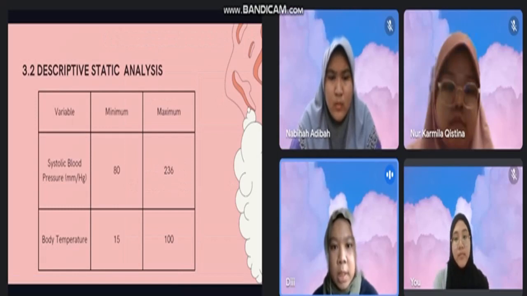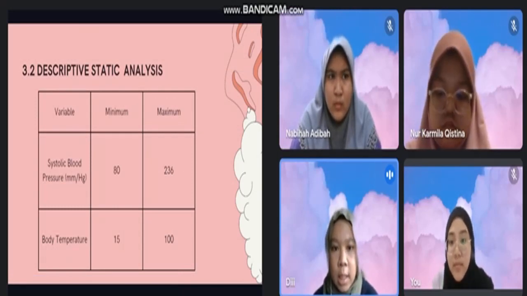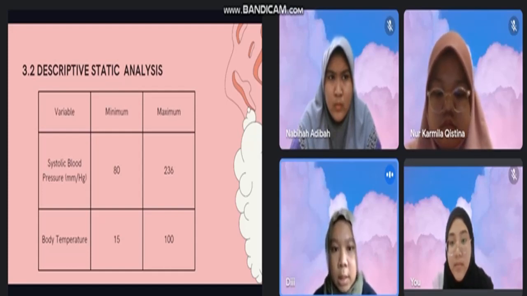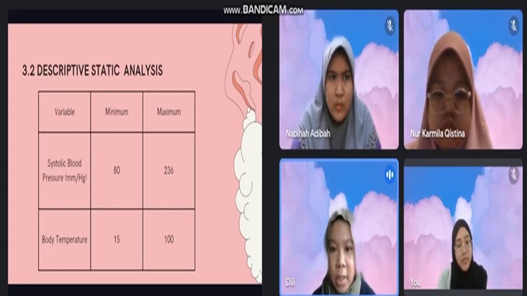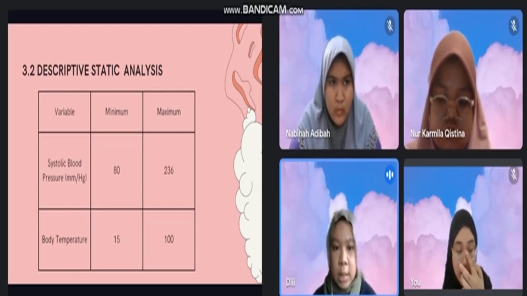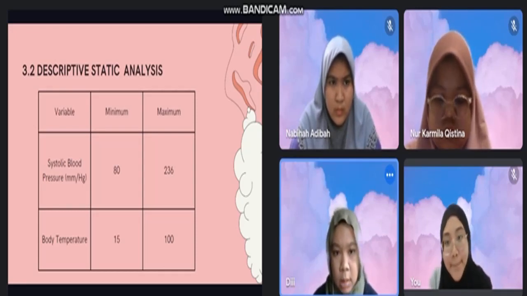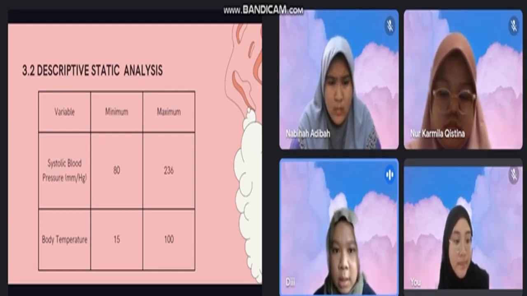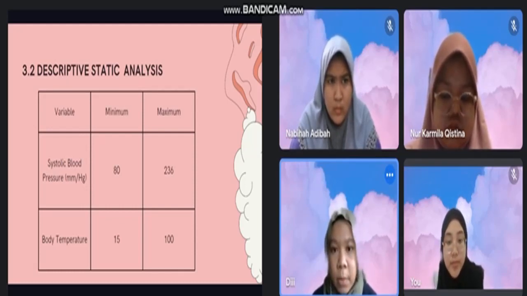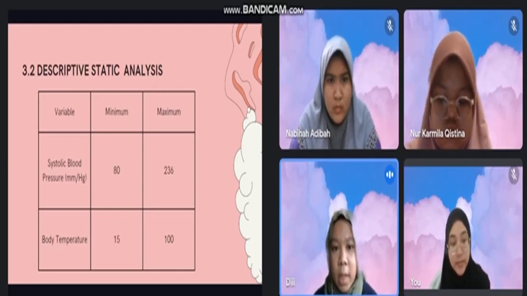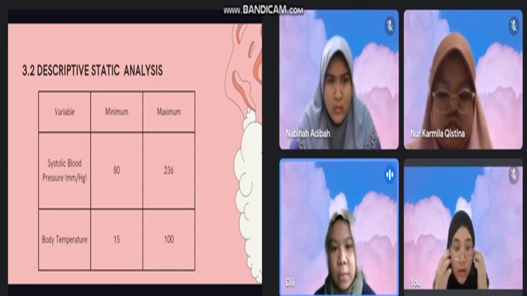This table shows the minimum of systolic blood pressure is 80 millimeters mercury and the maximum of systolic blood pressure is 236 millimeters mercury. For body temperature, the minimum level is 50 Celsius and the maximum level is 100 Celsius. Table 3.2.2 summarizes the statistics for the measure of central tendency of this research. Based on the table, the average level of systolic blood pressure is 133.59, while body temperature is 48.90.